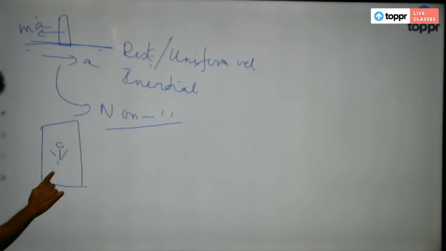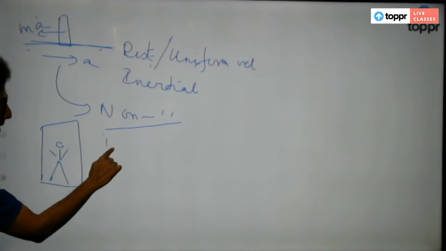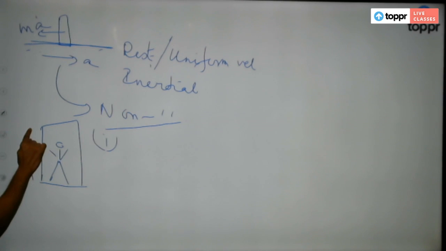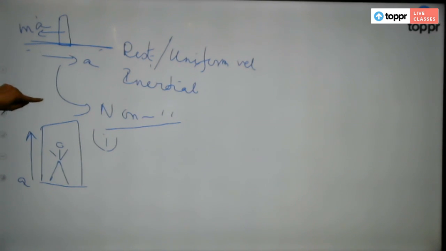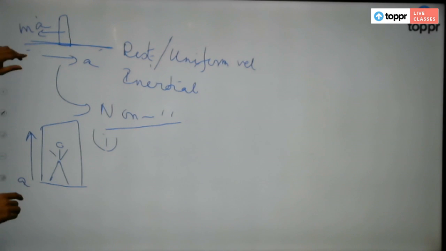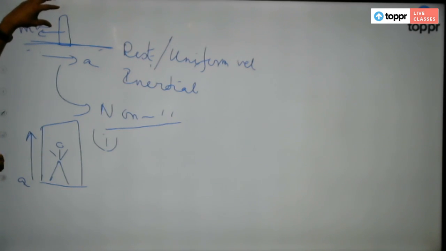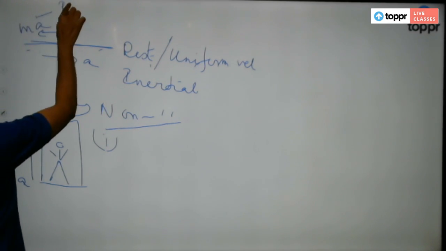We have drawn like this, right? So in the first case, if the lift is going in the upward direction with acceleration a, the lift is nothing but the frame, and the body, that is the man within the lift, will experience a pseudo force. Yes, I didn't name this force. This force, which the bodies in a non-inertial frame experience, is known as pseudo force.